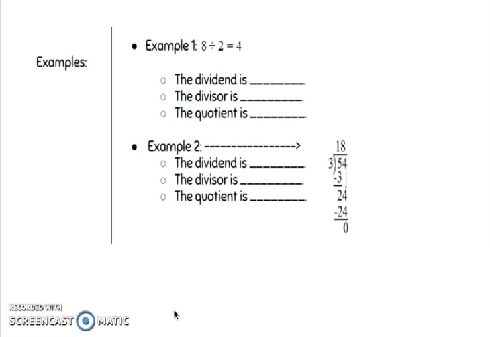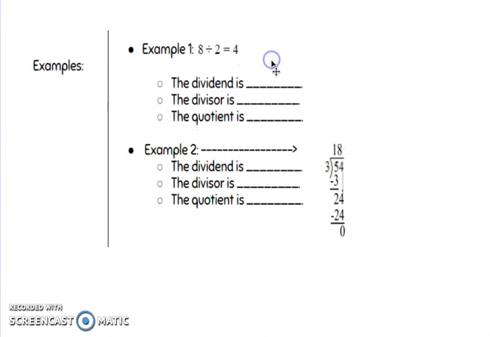The dividend is the number that is to be divided. So the dividend in this case is 8. The divisor is the number dividing into the dividend. 8 divided by 2. 2 is being divided into 8. And lastly, the quotient is the answer. 8 divided by 2 is 4.